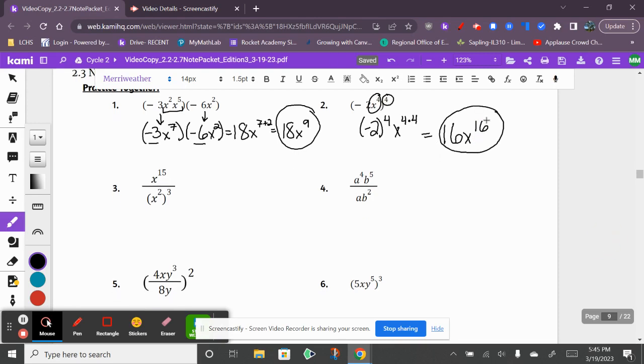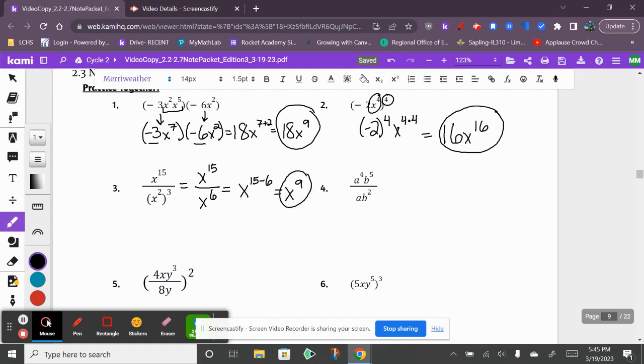With this one, before we want to use the quotient rule with dividing, we want to work out the bottom first. So we're going to have multiplying here because it's a power to another power. So we have x to the power of 6, and now we can subtract. So we can have x to the 15 minus 6, so we get x to the 9th.